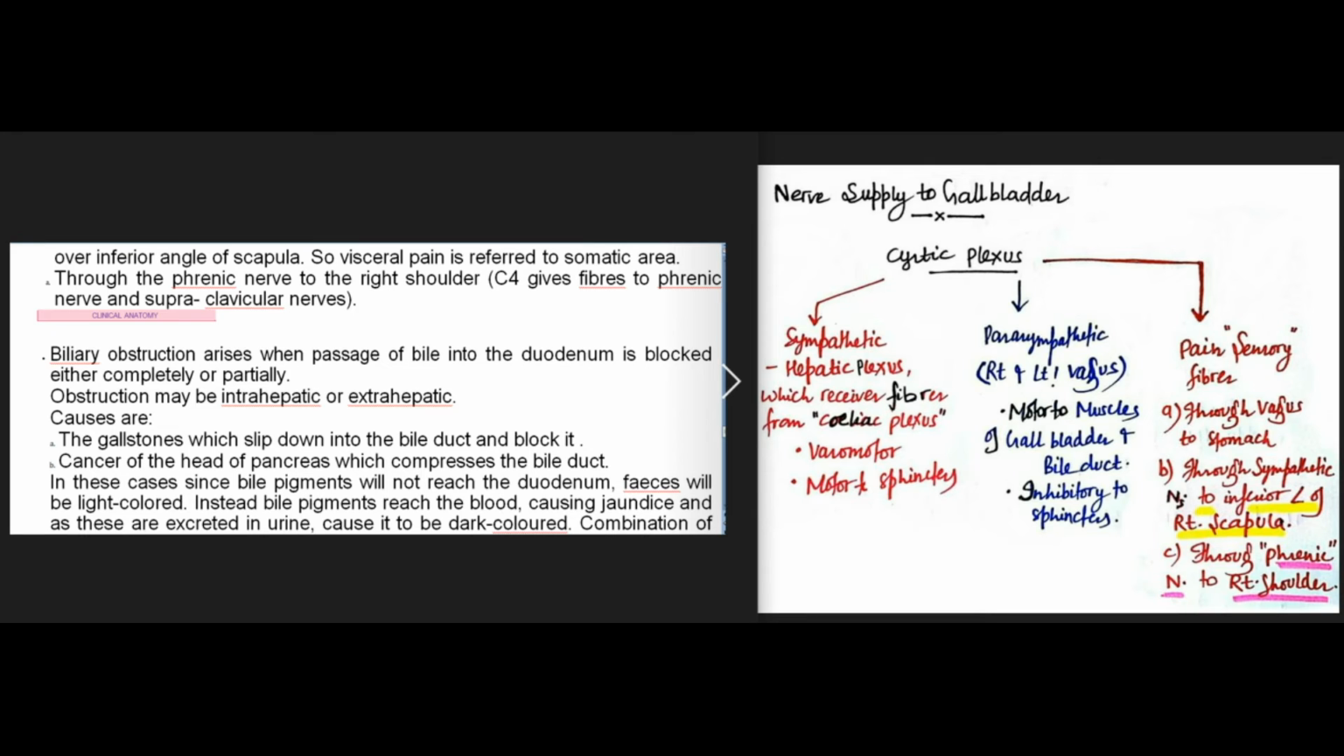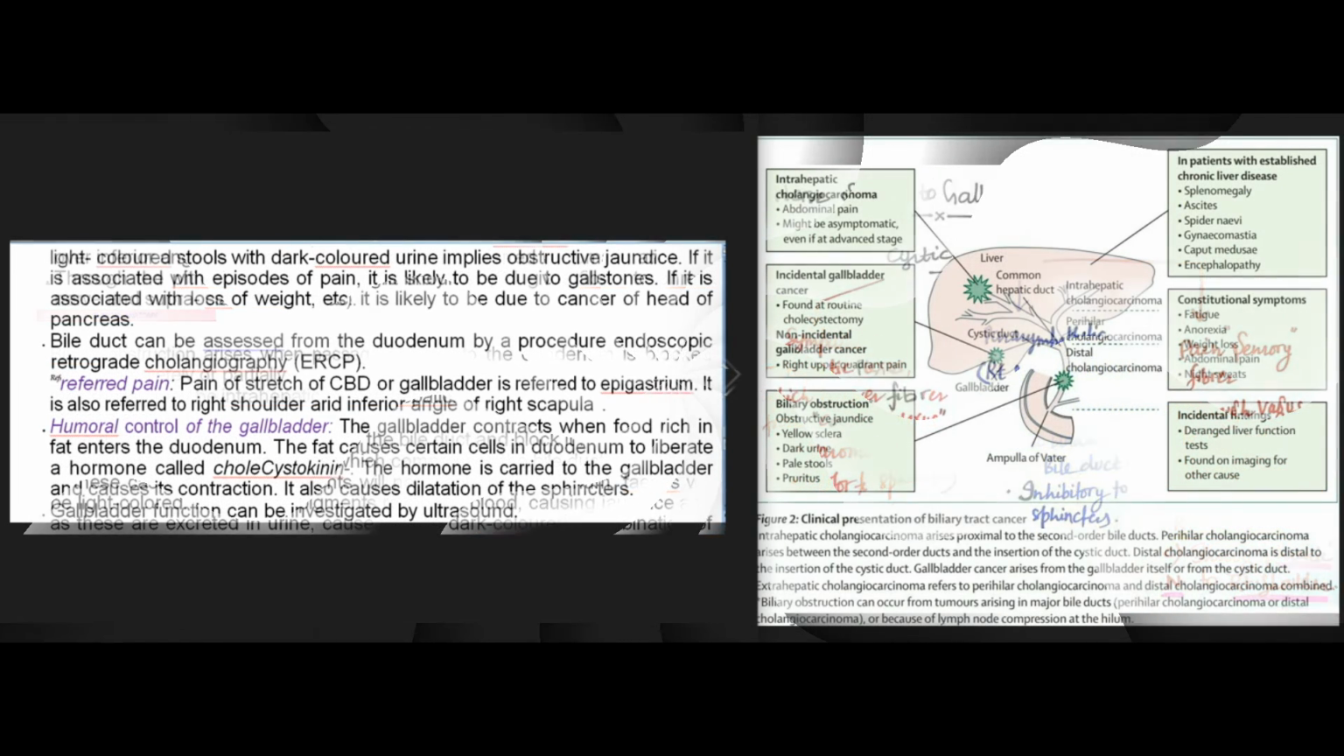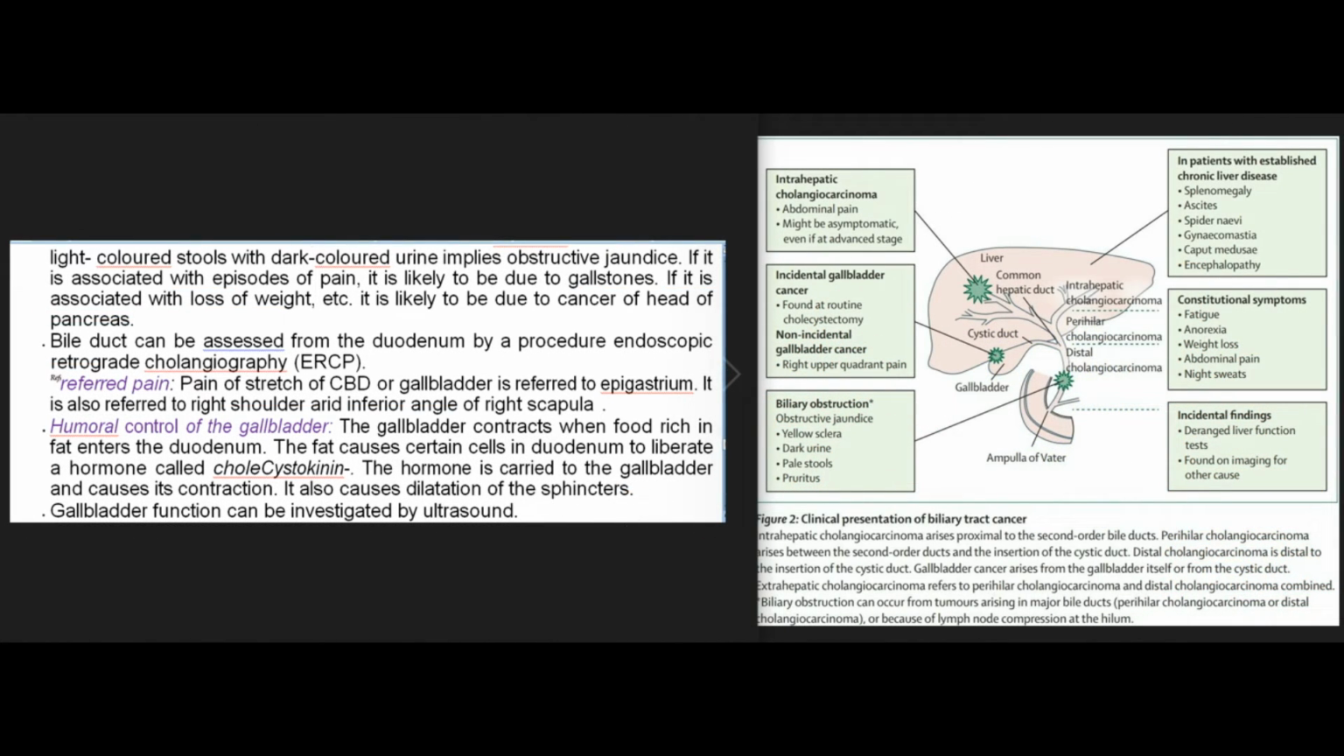In these cases, since bile pigments will not reach the duodenum, feces will be light-colored. Instead, bile pigments reach the blood, causing jaundice, and as these are excreted in urine, cause it to be dark-colored. Combination of light-colored stools with dark-colored urine implies obstructive jaundice.